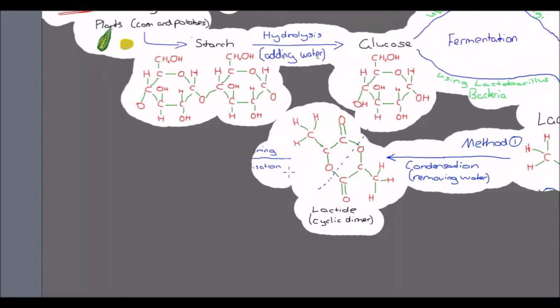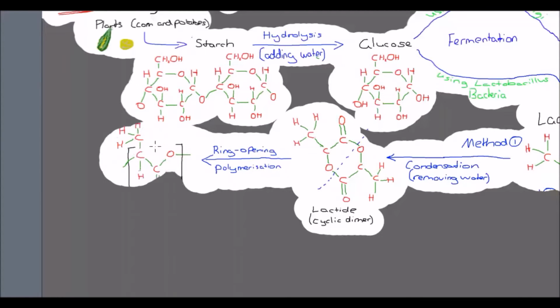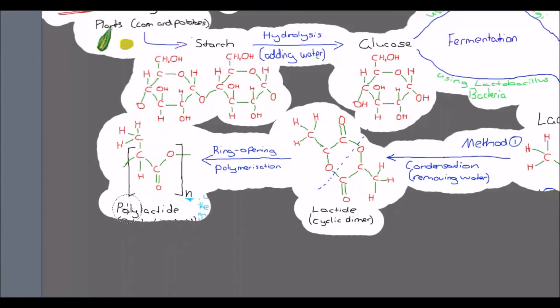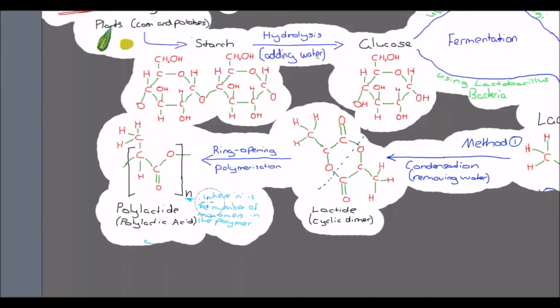And so then we use a ring opening polymerization, which is exactly what it sounds like: open up the ring and polymerize with other lactide molecules. And this forms polylactide, which is also known as polylactic acid. And n is just the number of monomers in the polymer.